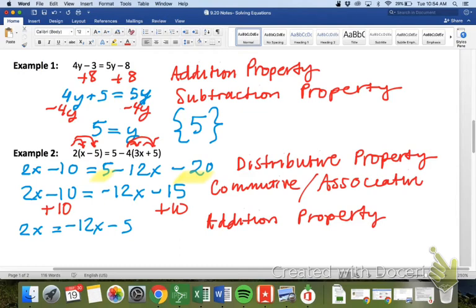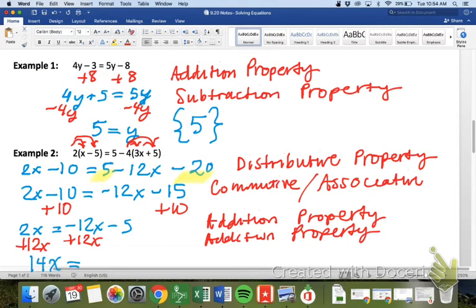Then the next thing I'm going to do is I want the variables on the same side, so I'm going to add 12x over to the other side. And that was the addition property again. And that gives me a new line of my equation, which is 14x is equal to negative 5.